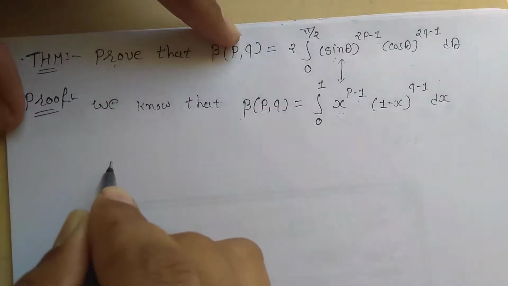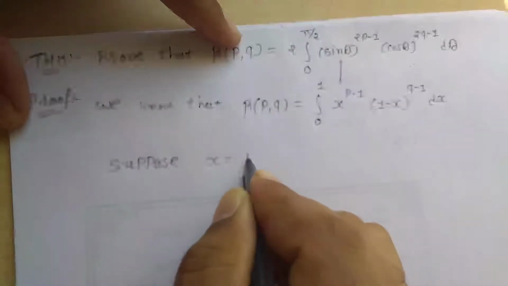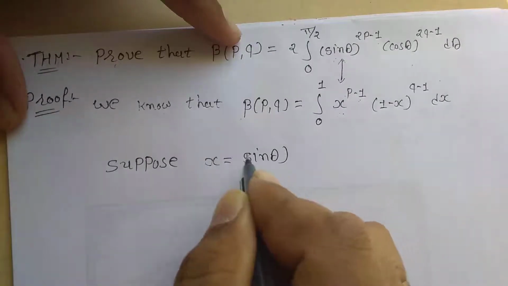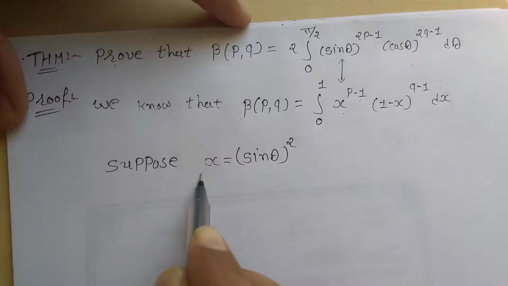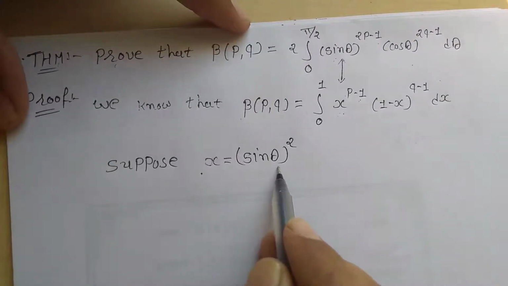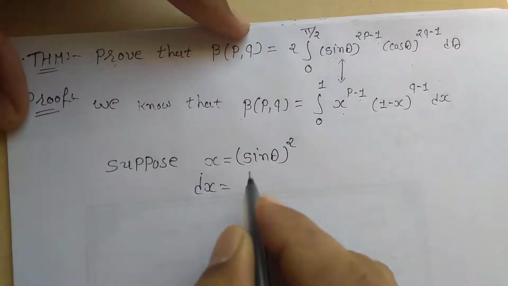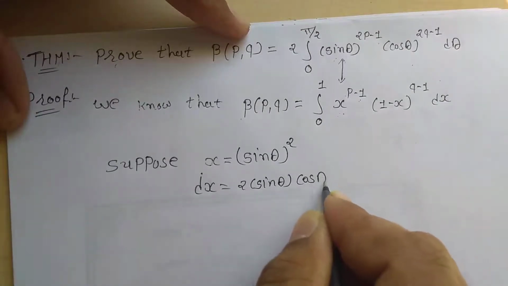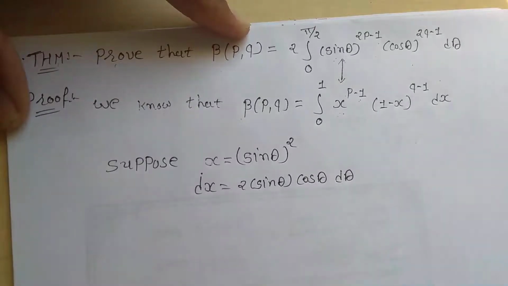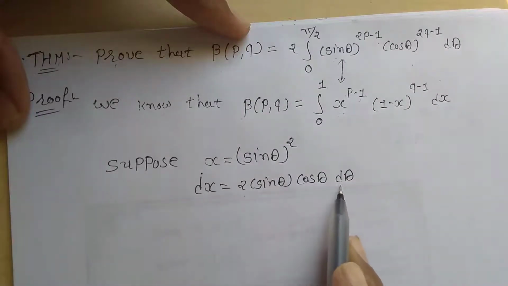Now suppose x equal to sin theta square. Now take differentiation on the left hand side with respect to x and also differentiation on the right hand side with respect to theta. Then dx is 2 sin theta into cos theta into d theta. Okay, complete. Means dx is 2 sin into cos d theta.